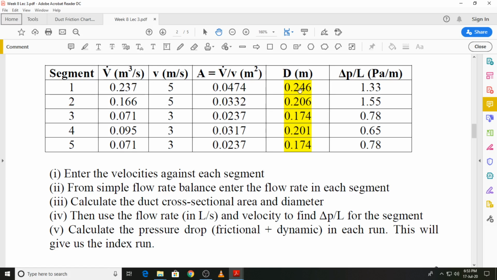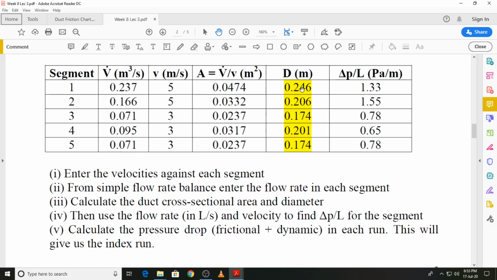Then that cross-sectional area is equal to pi d square by 4, which will give you the duct diameter in meters. So we have got the sizes for all the segments of the duct layout. So that is, the sizing is complete. The next thing that we need to do is to find out the pressure drops, and to do that we have to find out the frictional pressure drop and the dynamic losses.